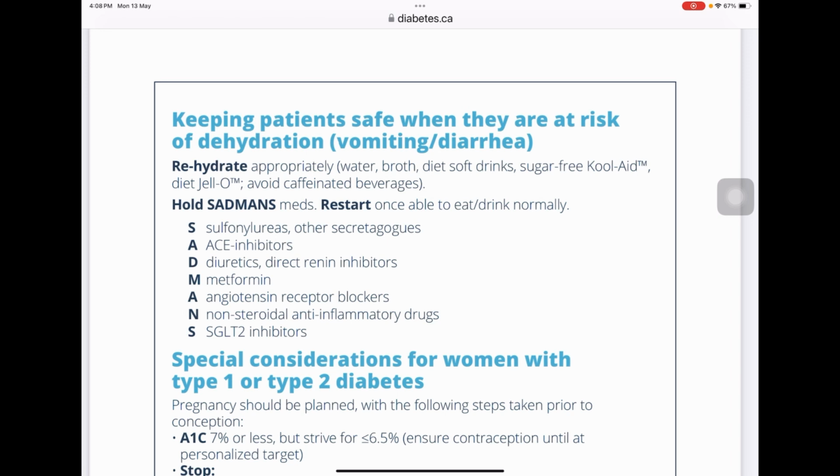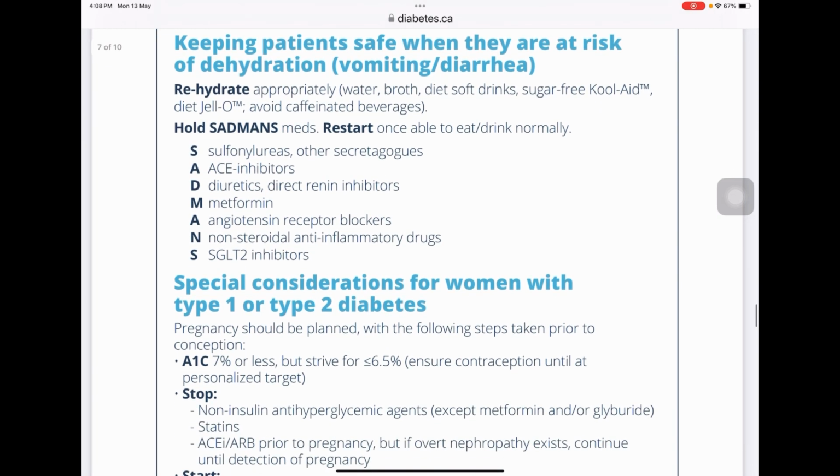These are: S for sulfonylureas and secretagogues, A for ACE inhibitors, D for diuretics or direct renal inhibitors, M for metformin, A for ARBs, N for non-steroidal anti-inflammatory drugs, S for SGLT2 inhibitors. Okay, so we need to stop these drugs, and once the patient is stable and is eating normally, we can restart these drugs. SADMANS is the mnemonic.